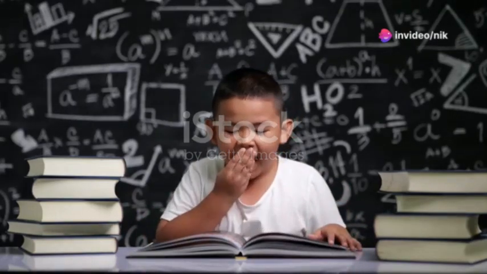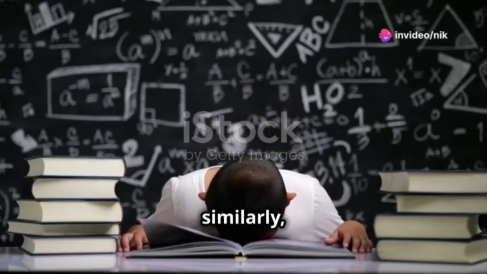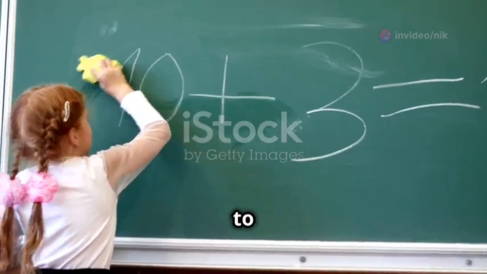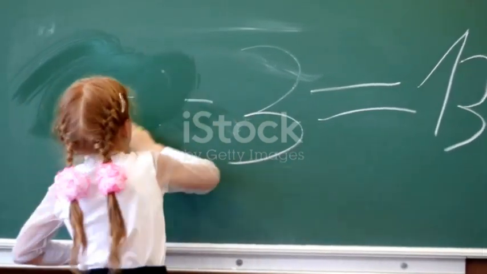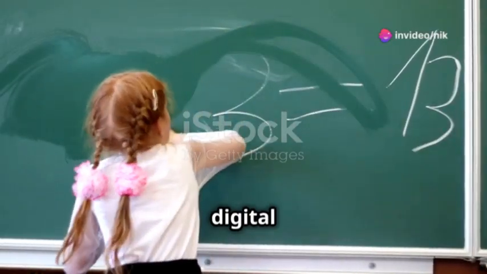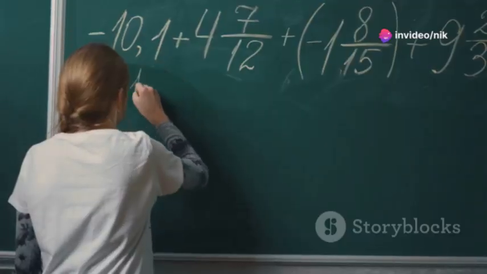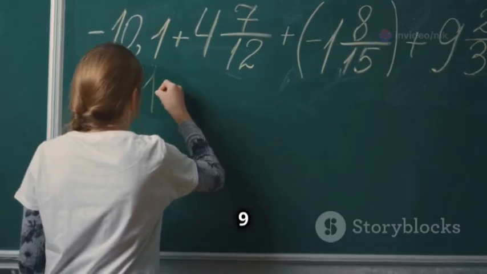Generalization: for any base b, the digital root in base b can be found similarly, but the modulus changes to b minus 1. For instance, in base 10, the modulus is 9, since 10 minus 1 equals 9. For base 10, if n is a multiple of 9, the digital root is 9. If n is not a multiple of 9, the digital root will be n mod 9.